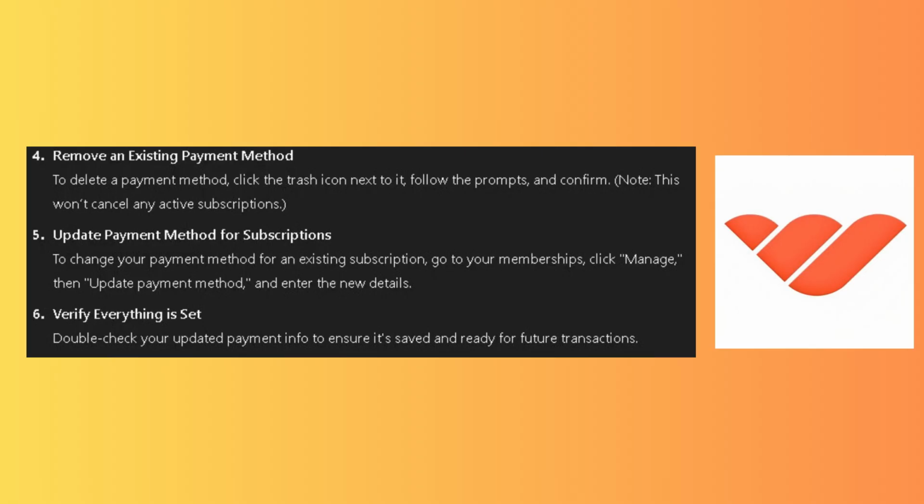Update payment method for subscriptions. Change your payment method to an existing subscription. Go to your memberships and click Manage, then click Update my payment method to enter your new details.